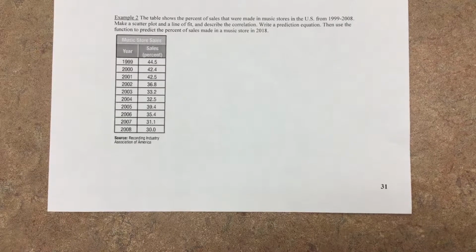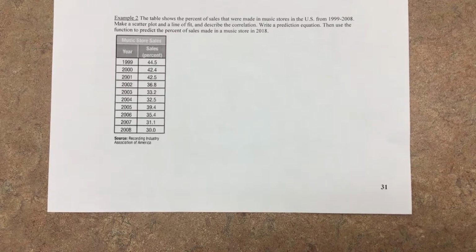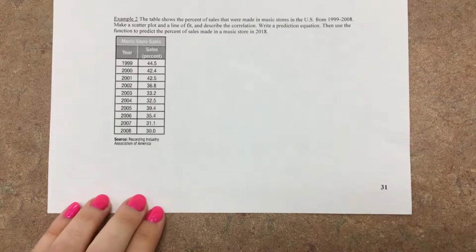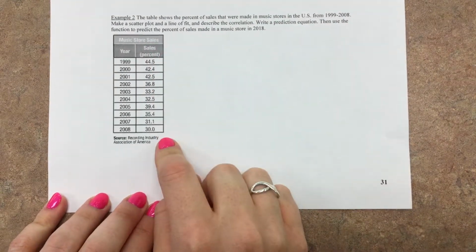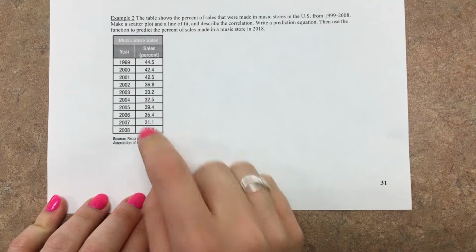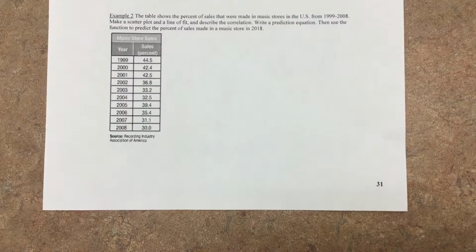All right, so our second one here, we've got the same instructions. I just kind of compacted them. So we have sales in music stores from 99 to 2008. So you can see this is definitely a negative correlation sort of situation because, of course, as time goes on, we're probably making fewer sales in music stores since everything's online.